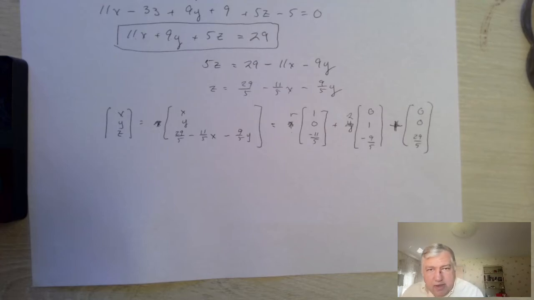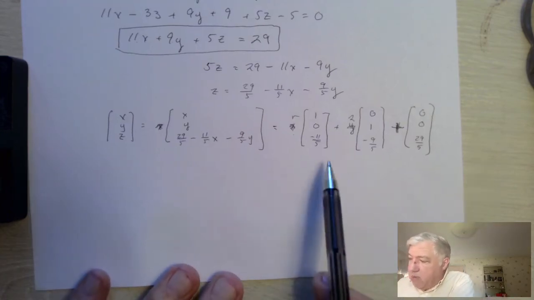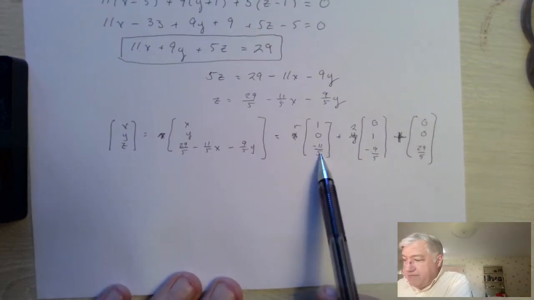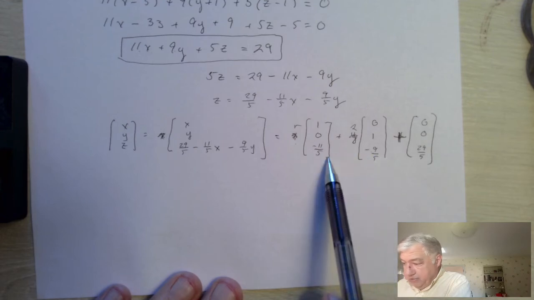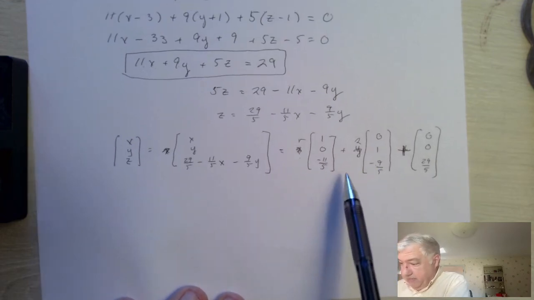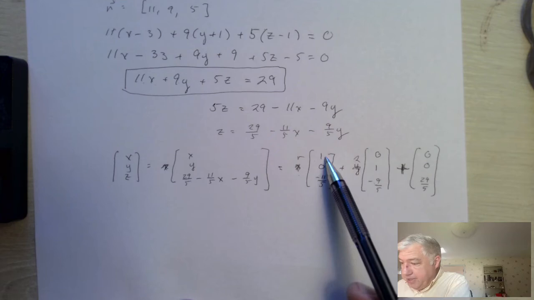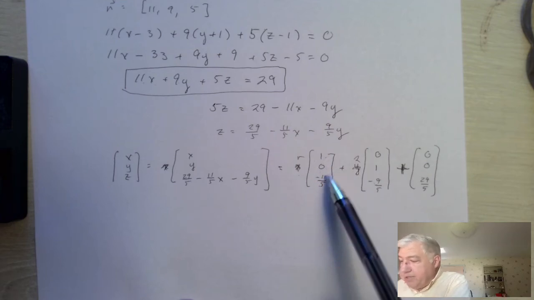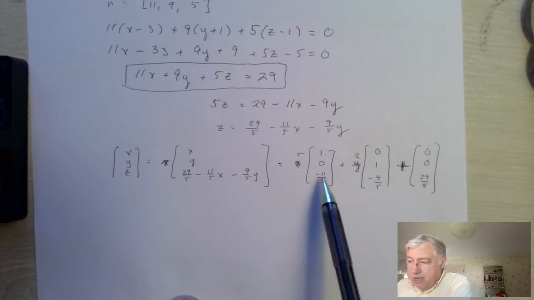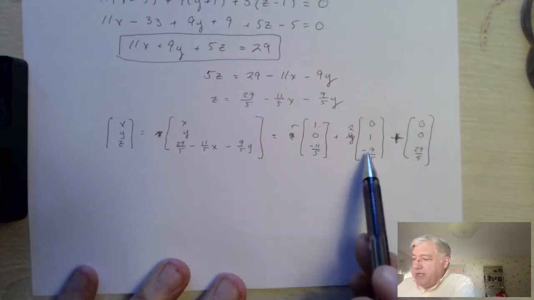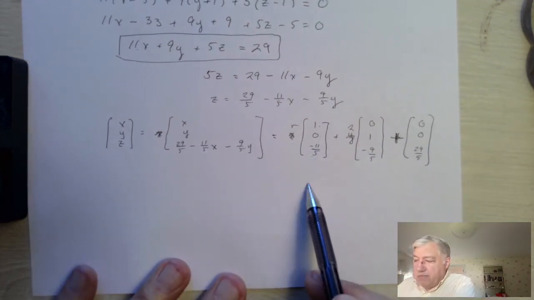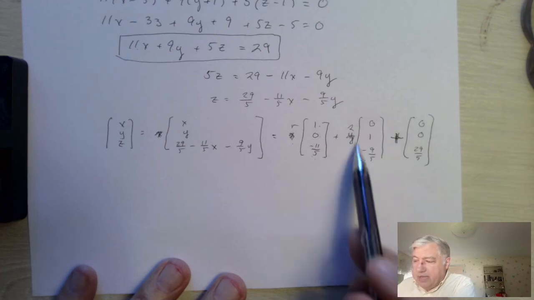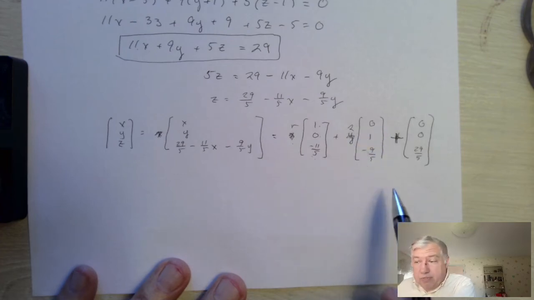So that would be the vector equation of this plane. I should say that you can check that both of these vectors will be orthogonal to the normal vector. For example, 11 times this plus 9 times this plus 5 times this will be 0. Okay, and any scalar multiple of this vector will also be orthogonal to n, and any scalar multiple of this will be orthogonal to n.